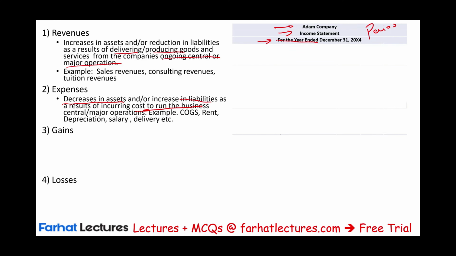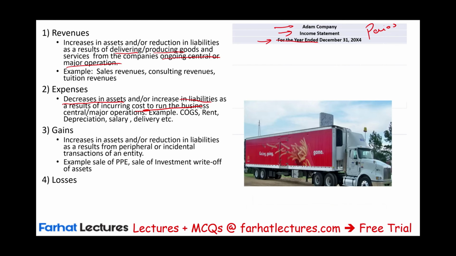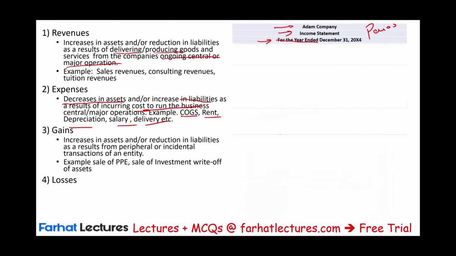For example, if we go back to the McDonald's example, what do we need for McDonald's? We need to have delivery trucks to deliver the product. We need to have employees. We need to buy the fries. We need to buy the buns. We need to buy all sorts of goods. We need to pay rent. We need to pay taxes. We're going to have depreciation on this truck. So you have a cost to run the business. The cost to run the business on a day-to-day operation is called an expense. Examples of it: cost of goods sold, rent, depreciation, salaries, delivery expense, a whole bunch of them, operating expenses. So that's another section of the income statement, expenses. Then we have a section called gains.